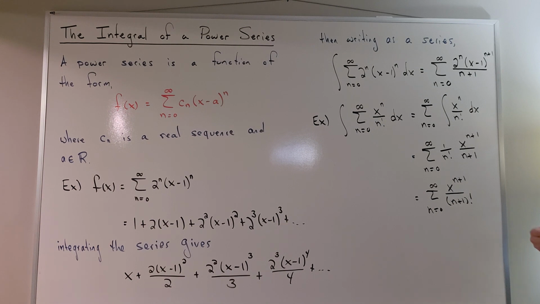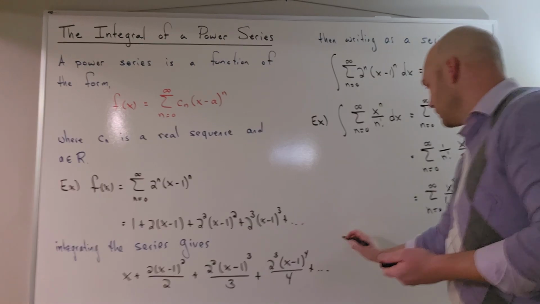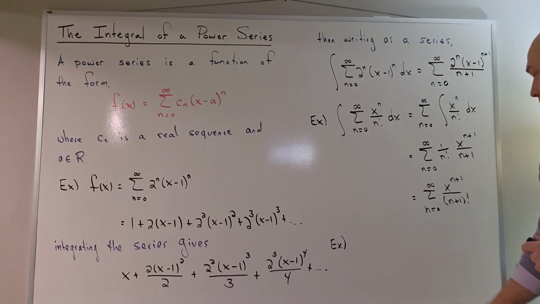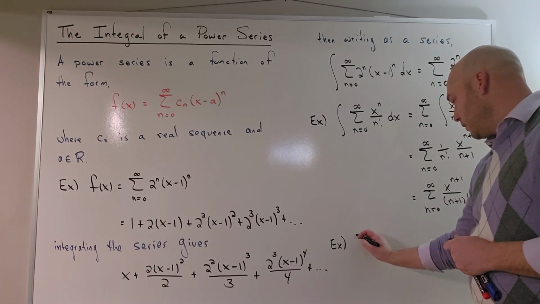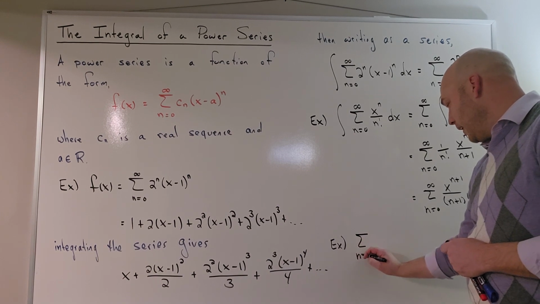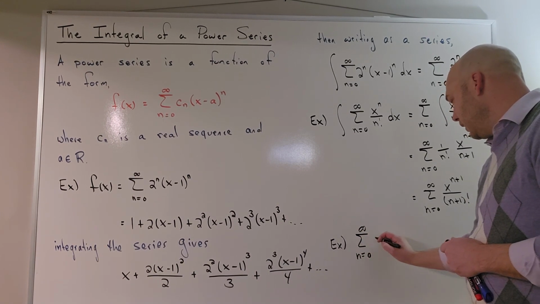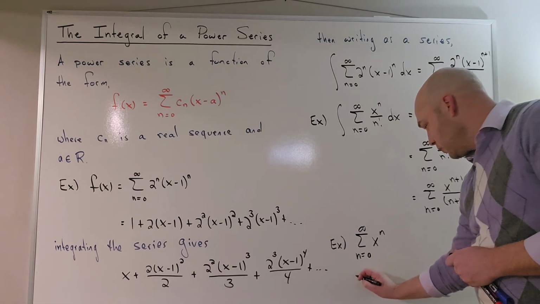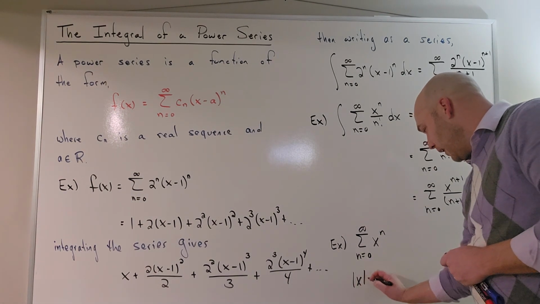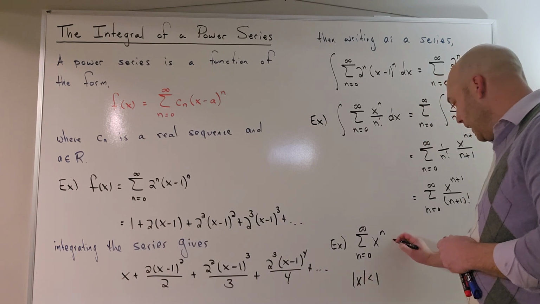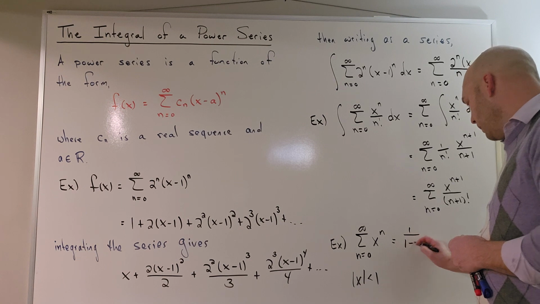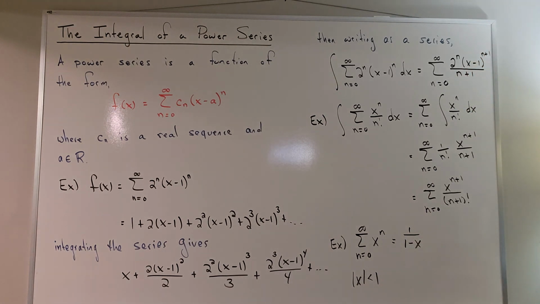Next example. Let's look at the following function, the sum n equals 0 to infinity of x to the n. Now remember, this is a geometric series which converges only if the absolute value of x is less than 1. And I also know that this is equal to 1 over 1 minus x.